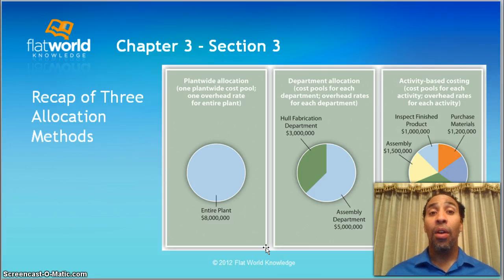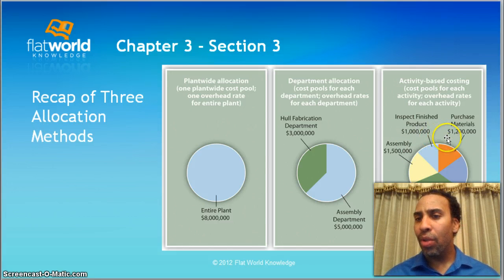So here's a recap of all the allocation methods. You have the plant-wide right there, entire plant, 8 million. So just remember, all of them are going to add up to 8 million. Departmental allocation, so the fabrication department, 3 million there. Assembly department, 5 million there. Activity-based costing pools, so you see 1,500 for assembly, 1 million to inspect finished products, 1,200,000 to purchase materials, $1,600,000 to set up, and then $2,700,000 for running the machines.